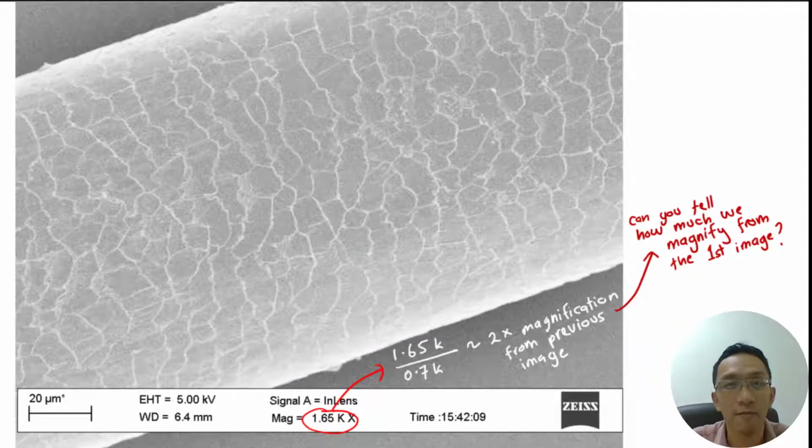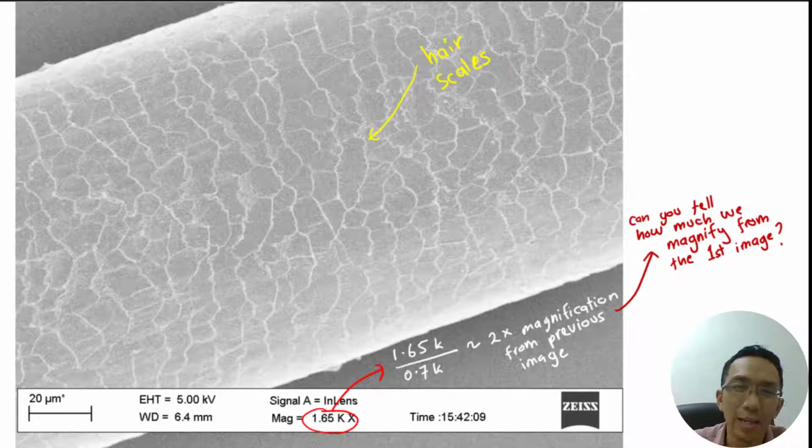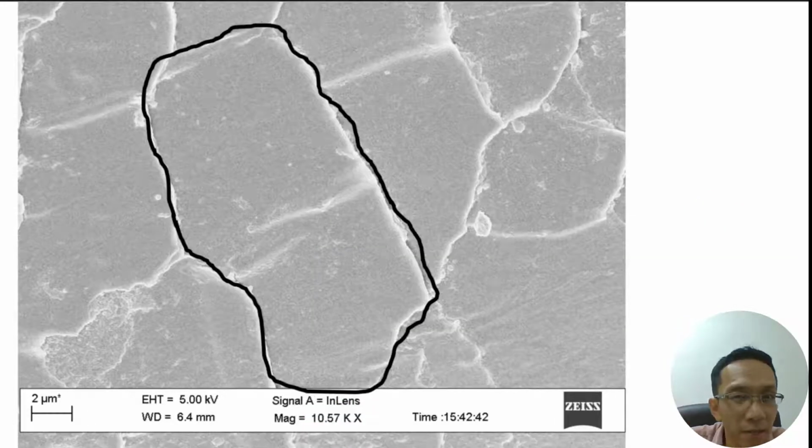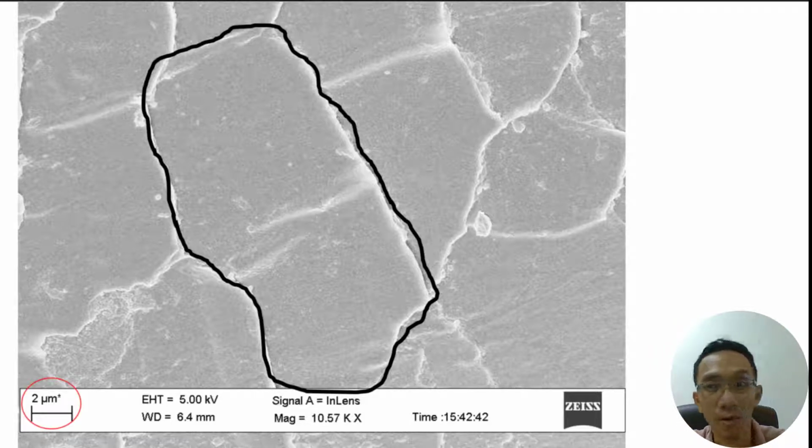Now we magnify it further, so this picture depicts my hair at 2000 times bigger than my actual hair. Here you can clearly see the scales of the hair. Let us focus on one scale there, and then we magnify it further, and this image is 10,000 times magnification of my original hair. If you look at the scale bar down there, you will see it's 2 micrometer.